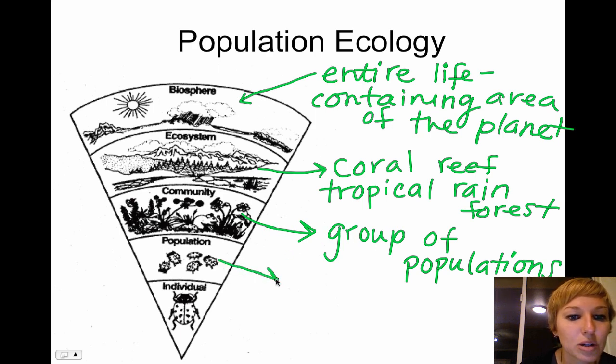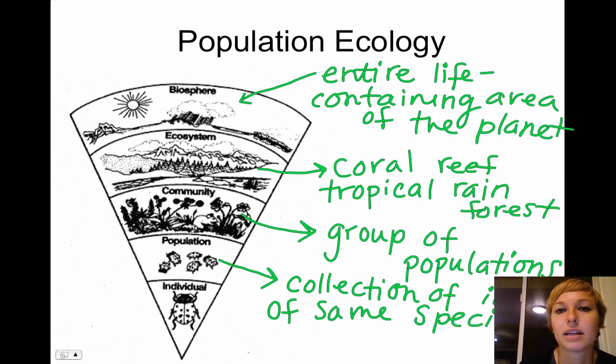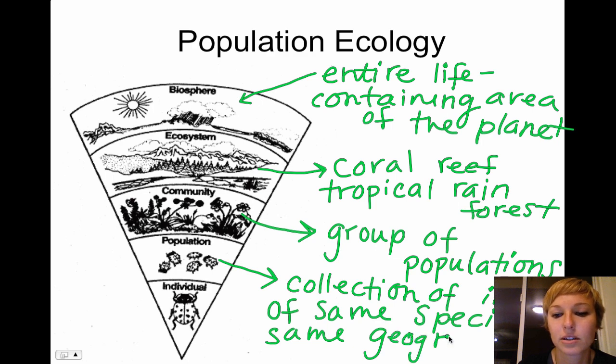And if we get a little closer, we have population. A population is a collection of individuals. I'm going to abbreviate this, but you should write it out. A collection of individuals of the same species in the same geographic area. All right. So we went from broad biosphere all the way down to population, and of course the individual would be the one single organism that is involved in a population.